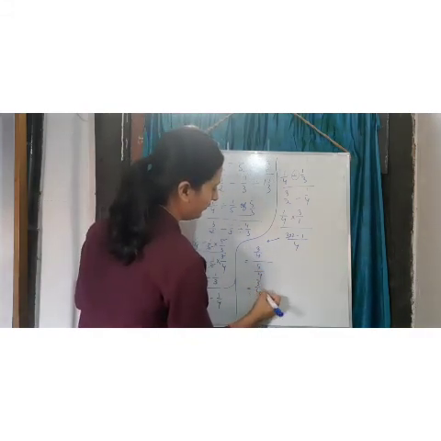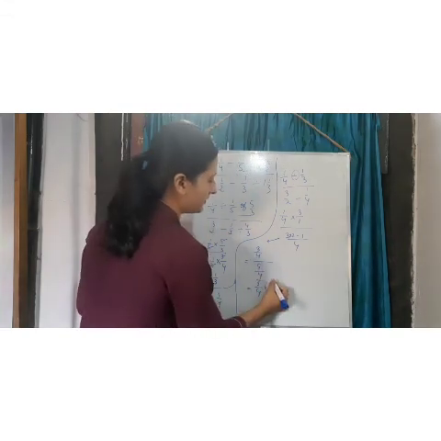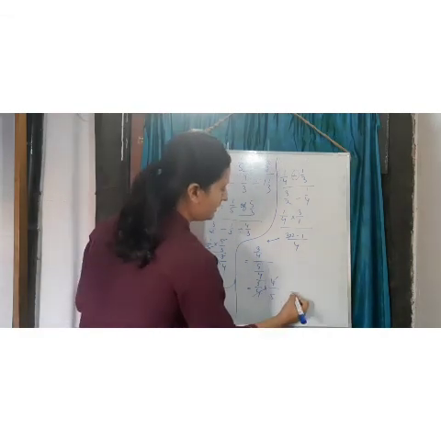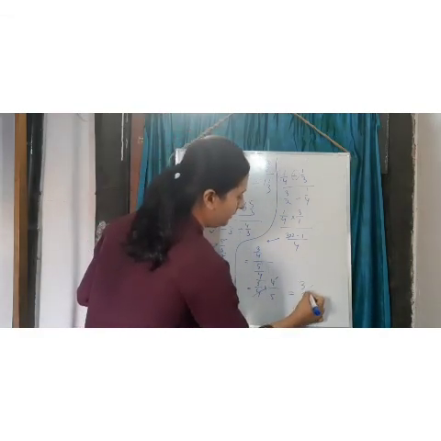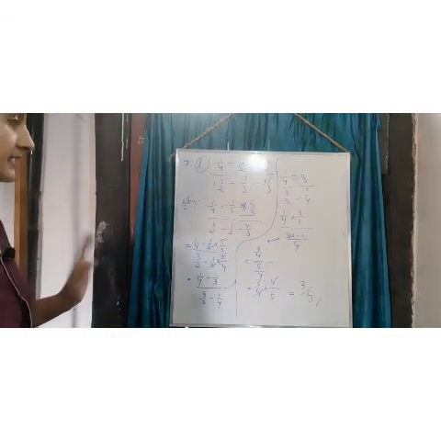Then 3 by 4. This is division, right? So when we change it, this will become 4 by 5. So this 4 and this 4 are gone. Then you are left with 3 by 5. So I hope that this is clear to you.